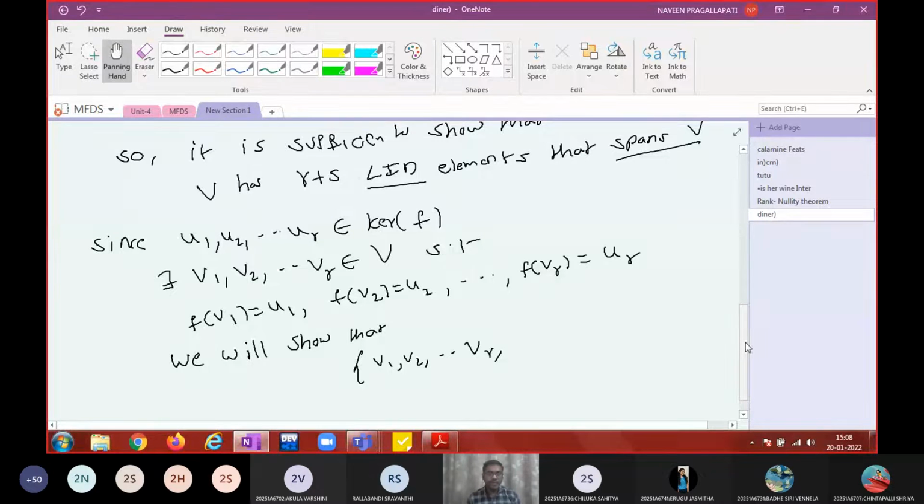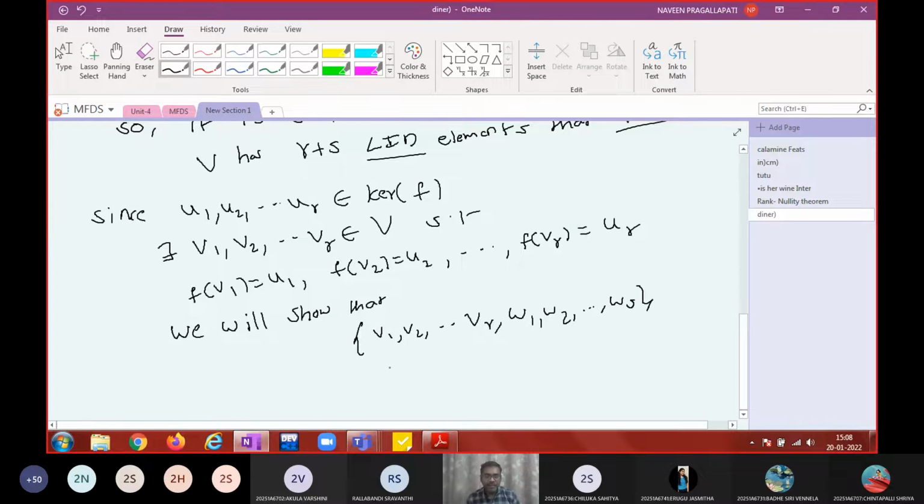Okay, so what are those? w1, w2 and so on, ws. We will show that this is a basis of V. If I can show that this set is a basis of V, how many elements are there in this basis? R elements plus S elements means R plus S. And the dimension of V is n, which means R plus S has to be n. Is that clear to you?